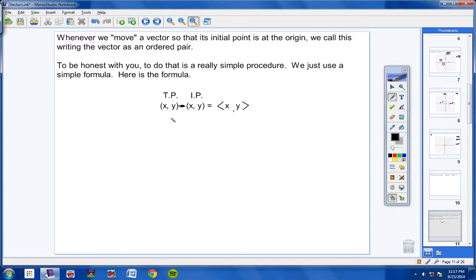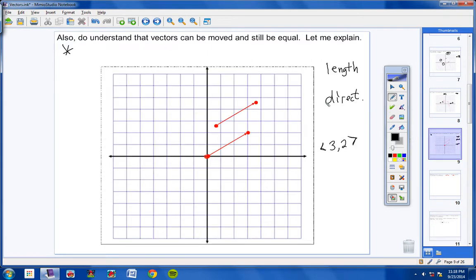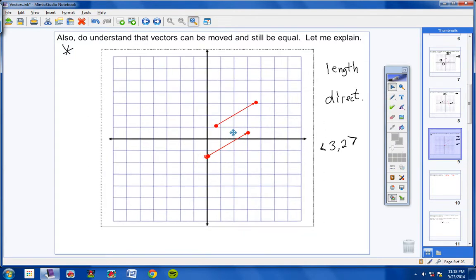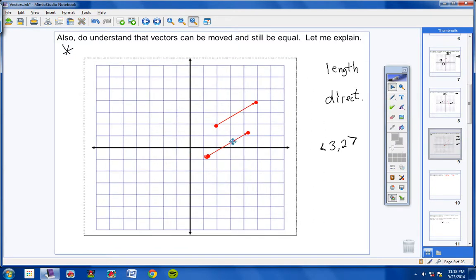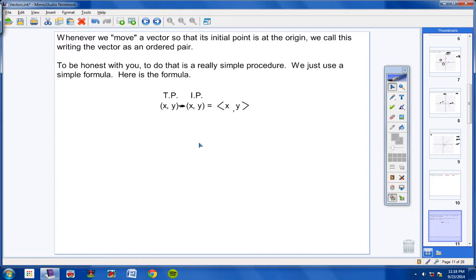Now, here's where most students mess up. They forget to put the terminal point first, and they put the initial point first, which is a normal thing to do, but it's wrong. You put the terminal point first, and then minus the initial point. And if you do that, that's just like picking the vector up like we did right here. Sorry, students. Hold on one second. And moving it right here.